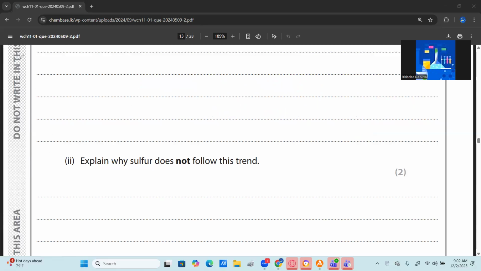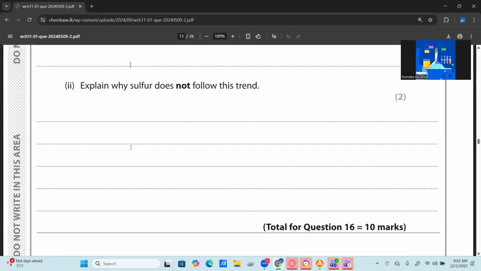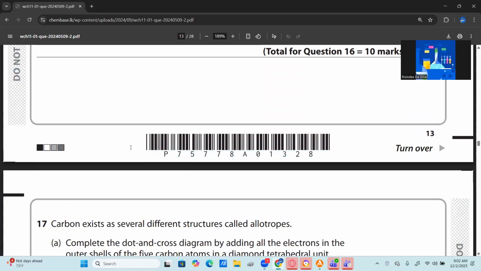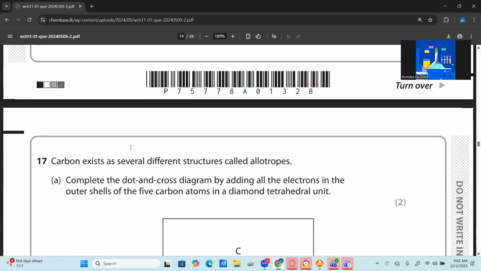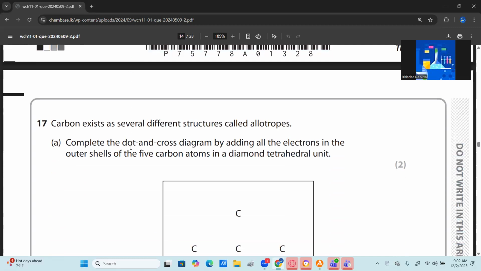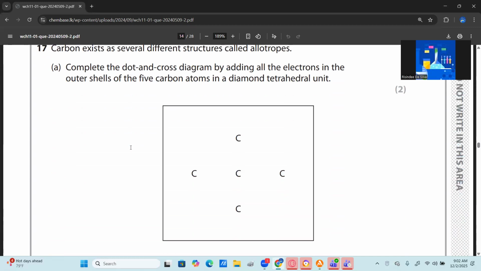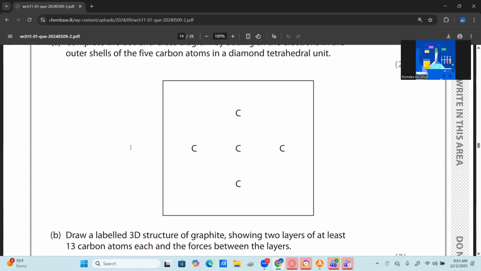Then you have to mention there is a slight repulsion between the electrons in the same orbital, resulting in a lower first ionization energy.